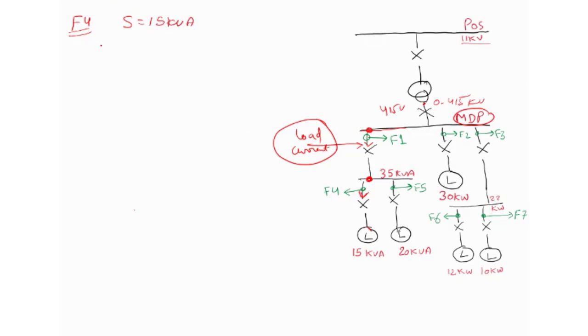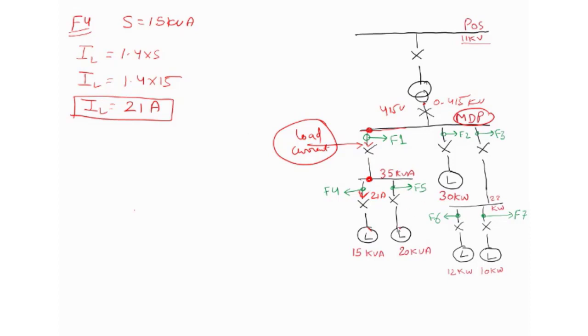So how to calculate the load current? I load will be directly 1.4 into S. So IL equals 1.4 into 15, and you will get 21 amperes of current. That 21 amperes of current will flow through this feeder.